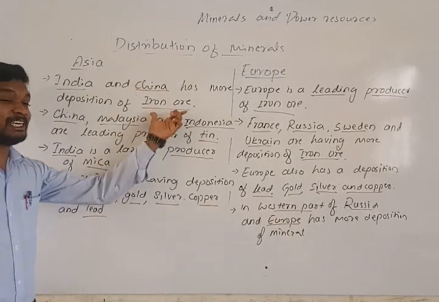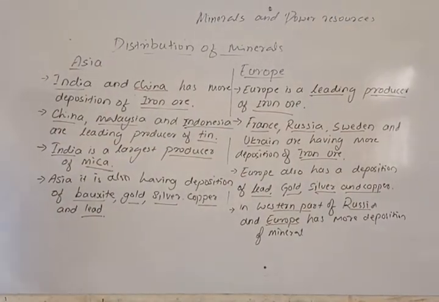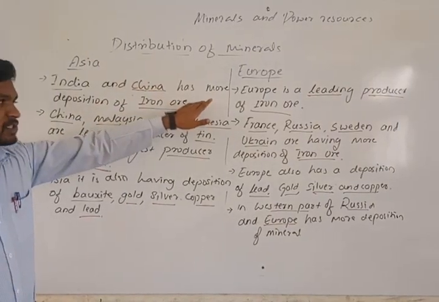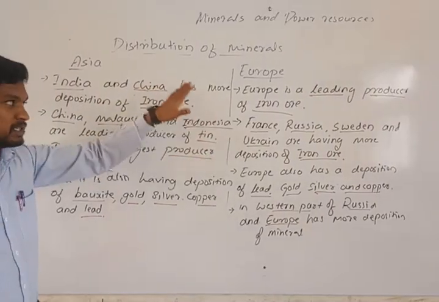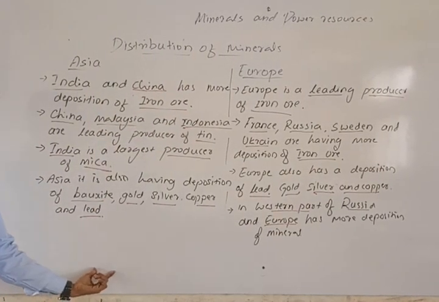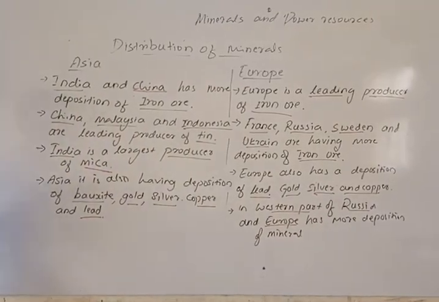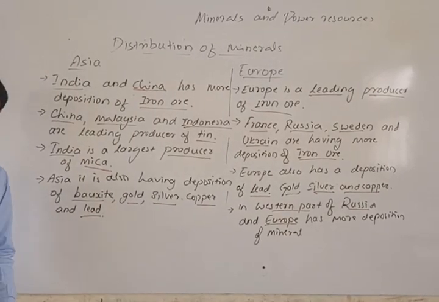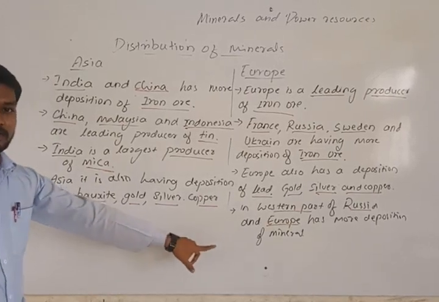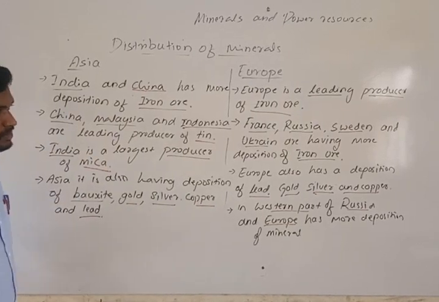In Asia we have more deposition of iron ore, but Europe is the leading producer. Suppose we have 80% of the deposition of iron ore in Asia, we are producing only 20%. Suppose they have 50% of the deposition of iron ore in Europe, they are extracting 40%. We are producing 20%, they are producing 40%. So they are the leading producer of iron ore in the world.